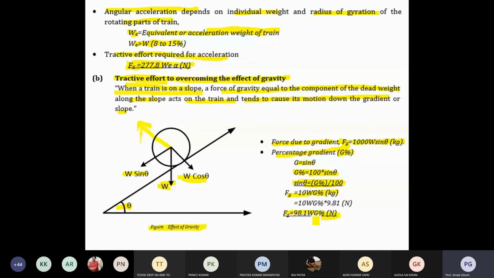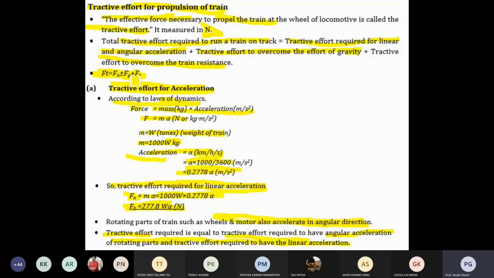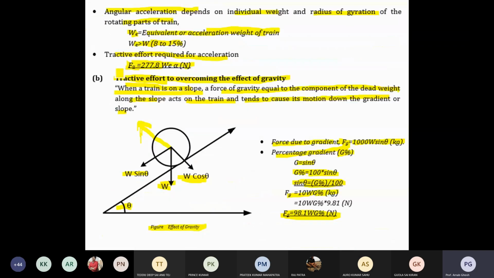Okay, now you have to go for Fg. You have also calculated the value of Fg equal to 98.1 Wg percent into Newton. So all are in Newton. You can see the units all are in Newton. Then only one component is pending, that is Fr.